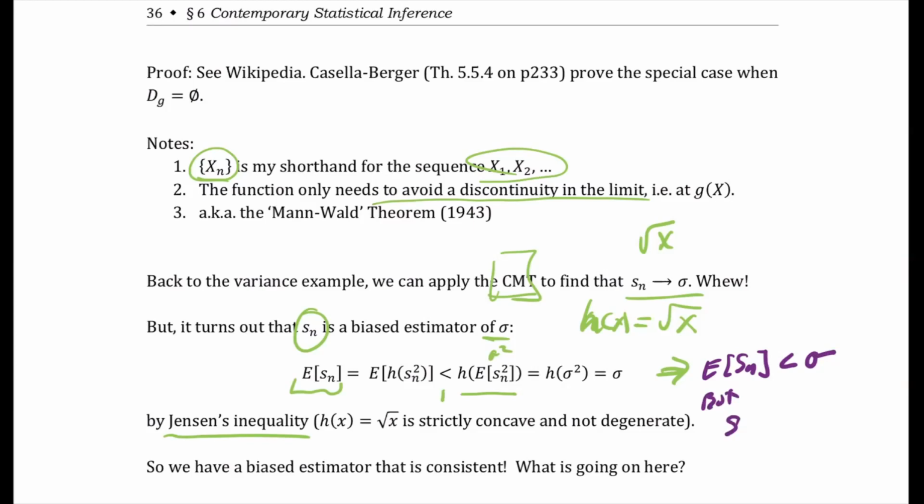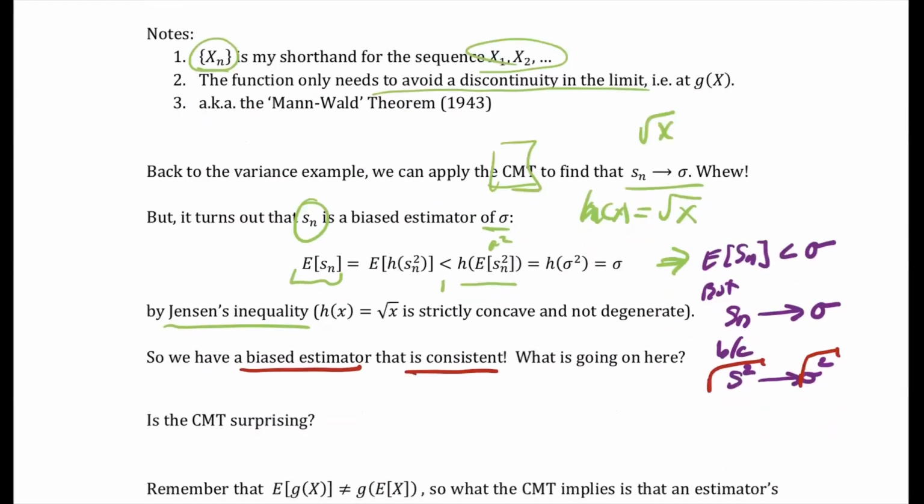But we know that Sn converges to sigma because Sn squared converges to sigma squared. And because of continuous mapping, I can put the square root on both parts. So we have a very interesting case, which is that we have a biased estimator that is consistent. That means on average, the estimator is not equal to the thing we're interested in, but in the limit, the estimator will end up at the correct place.